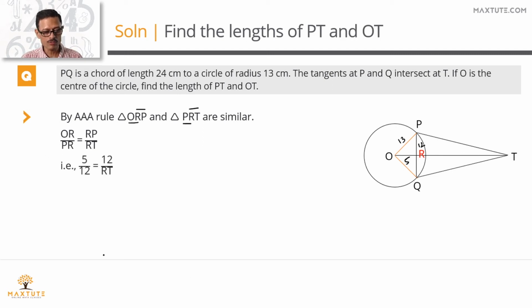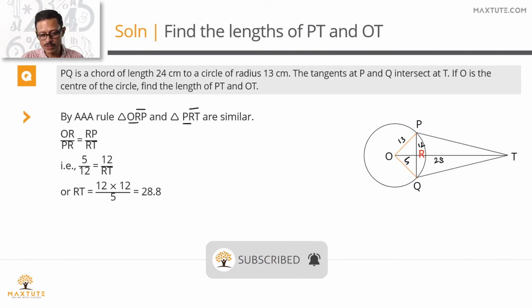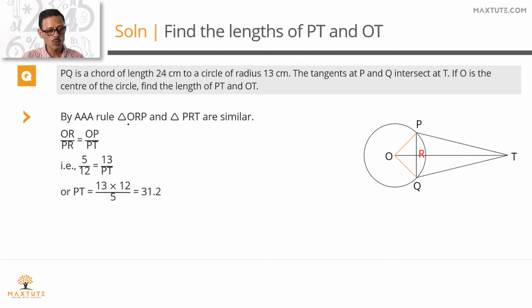Let's plug in all of those values. OR is equal to 5, divided by PR, which is equal to 12. RP is also the same as PR, which is 12, divided by RT. Cross multiply to find the value of RT, which is equal to 28.8. If RT is equal to 28.8 and OR is equal to 5, OT is equal to 33.8. Now move on to the second set of similarity. OR by PR is equal to OP by PT. Plug in the values. OP is equal to 13, PR is equal to 12, OR is equal to 5. So 5 divided by 12 is equal to 13 divided by PT. PT is equal to 13 into 12 by 5, 156 by 5, which is equal to 31.2.